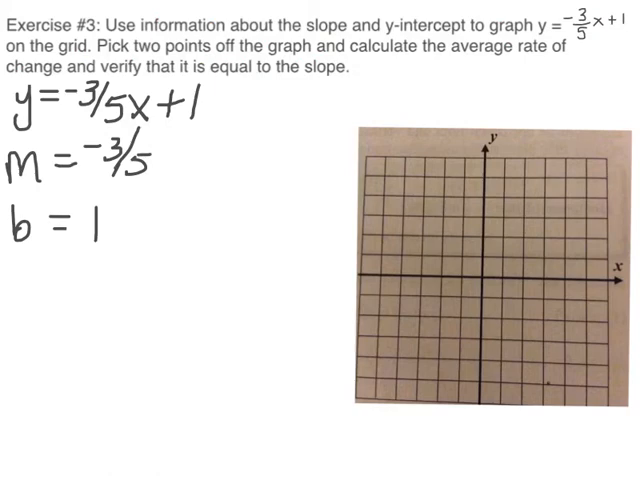So that means I'm going to begin at 1 on the y-intercept, and then I'm going to go down 3, right 5. Down 1, 2, 3, 1, 2, 3, 4, 5. Now what this example is showing you is that I'm out of room. I can't go down 3 over 5 anymore. I go off the screen. So what I'm going to do is the opposite. I'm going to go up 3 over 5. 1, 2, 3, 1, 2, 3, 4, 5. And I'm going to go ahead and put a dot there.